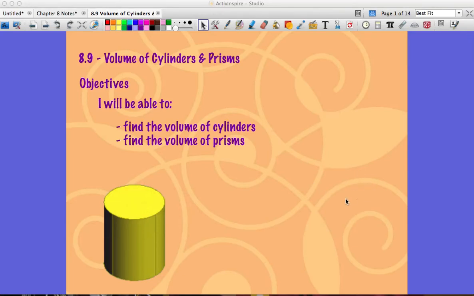Welcome to the last lesson, lesson 8-9, volumes of cylinders and prisms. Today we're going to learn how to find the volume of a cylinder and the volume of a prism.